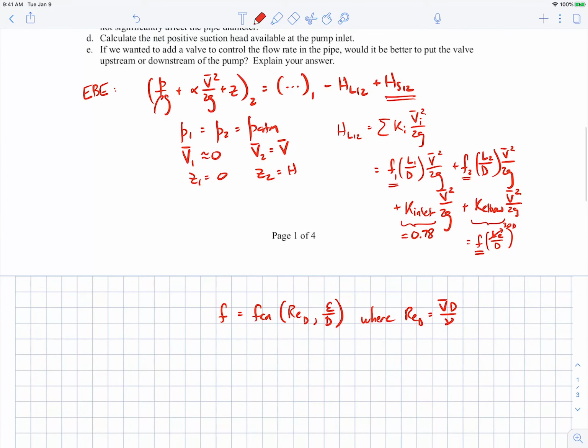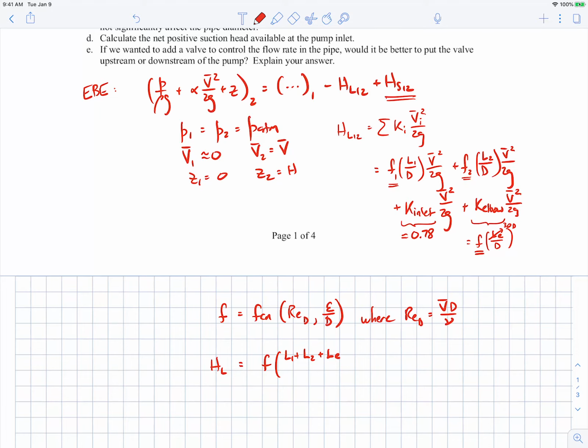So if I write it a little more compactly, our head loss will be friction factor times the total length of pipe. That's just L1 and L2. Actually, let me just write it as L1 plus L2 plus the equivalent length of pipe for the elbow.